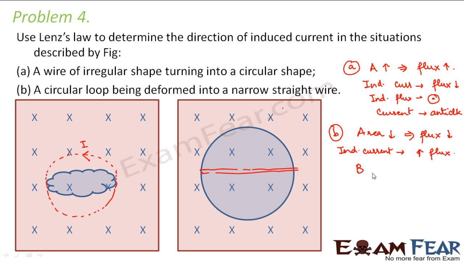In order to increase the flux, what should be the direction of the induced magnetic field? The direction of the induced magnetic field should be in the same direction as the already existing magnetic field. Before it was in the downward direction, and you want to increase it further. So this B should again be in the downward direction. Therefore, what should be the direction of current? Current should be clockwise.